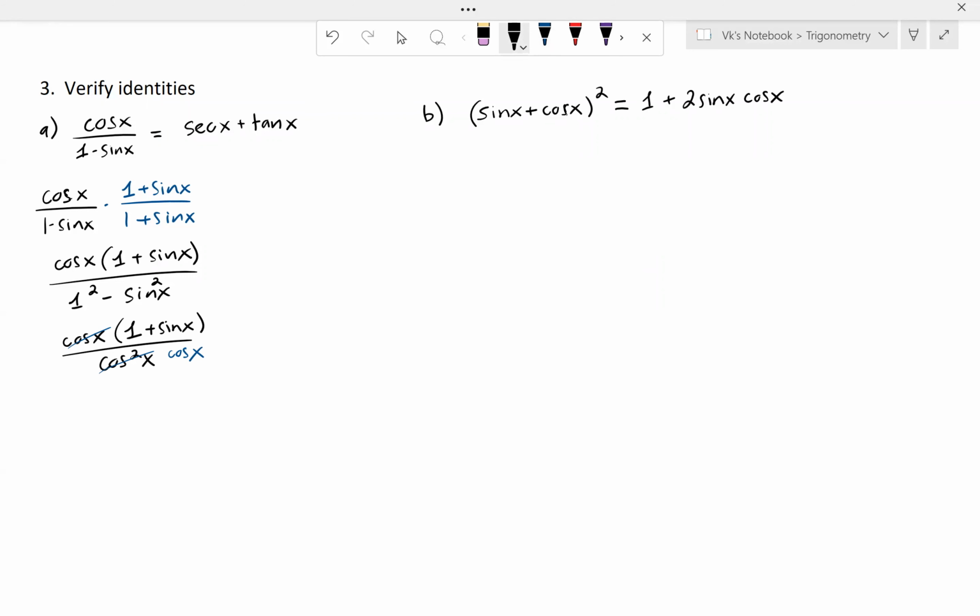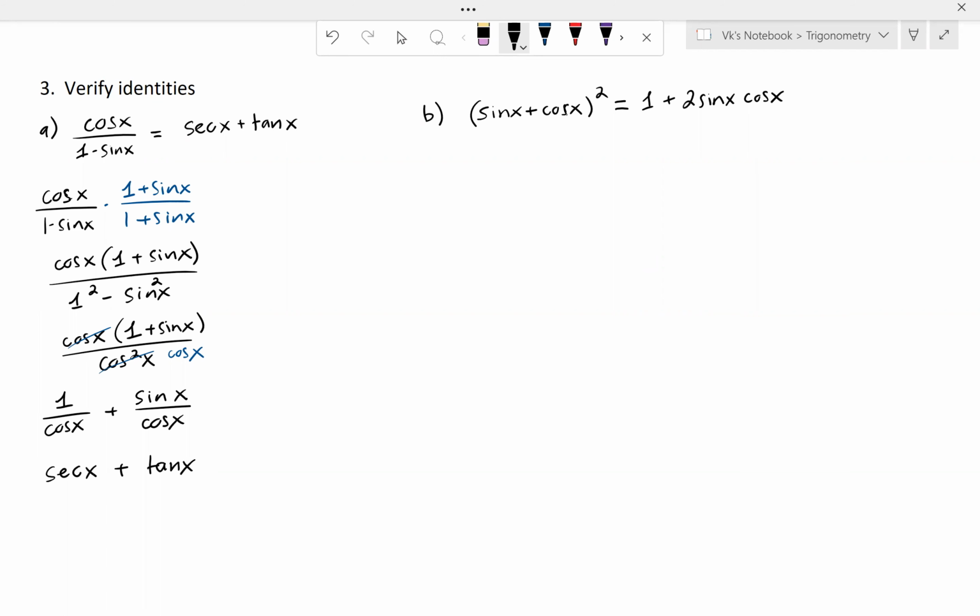From here, we can split this out. 1 over cosine x plus sine x over cosine x, and ta-da, 1 over cosine is secant. Sine over cosine is tangent, and that is it. We have reached the right side of the equation. So this is what it means to verify identities.